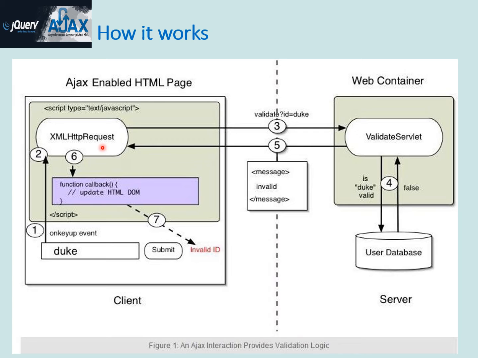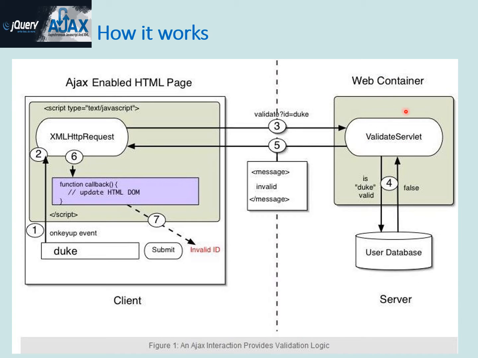So in the script portion, this event should be converted into the format of an XML HTTP request, so that this request will be forwarded to the server through the internet. That is our third part. The question in that particular request object is whether we have to validate the corresponding data, Duke. Validate ID is equal to Duke. So that request will reach the corresponding server side.